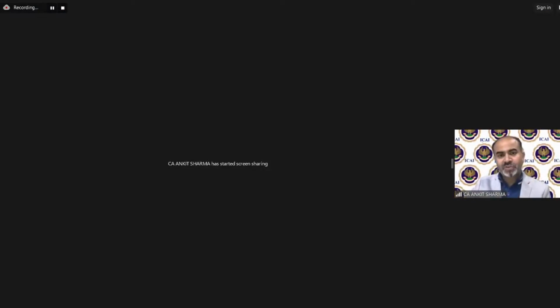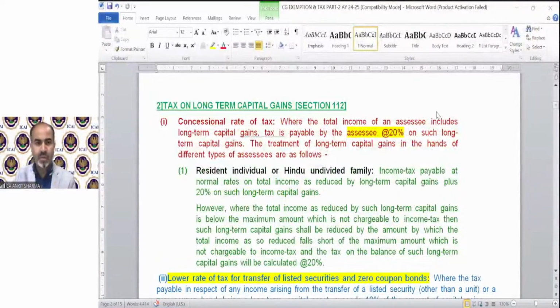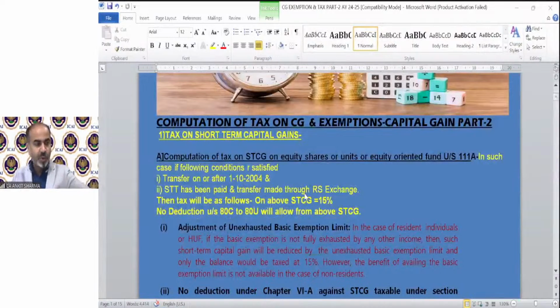Sir, LTCG, one more voice is not coming from the part of deduction under chapter 6A. Okay, so let me explain that again. Do not worry, I am here. I will help you. So we were discussing this provision. Let me take this provision once again. So from the starting, we are discussing it. Okay, so there will be no problem.